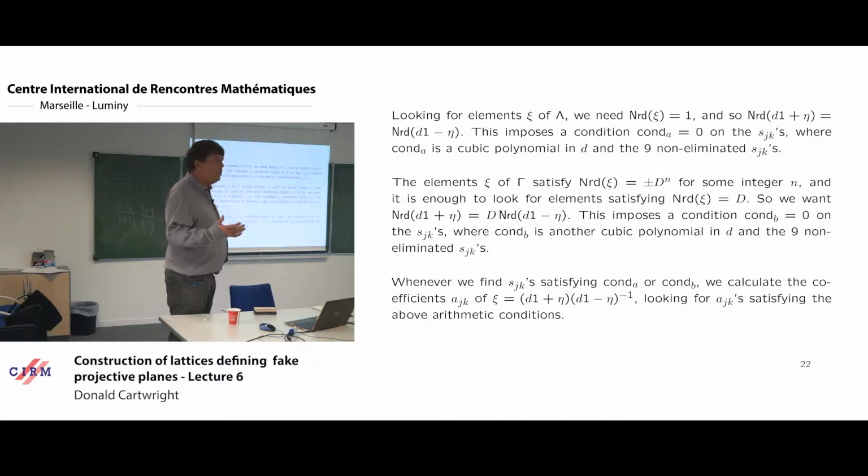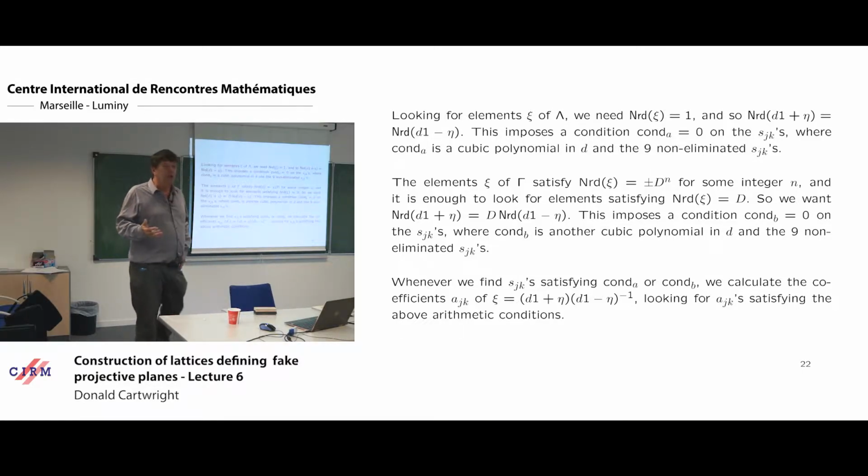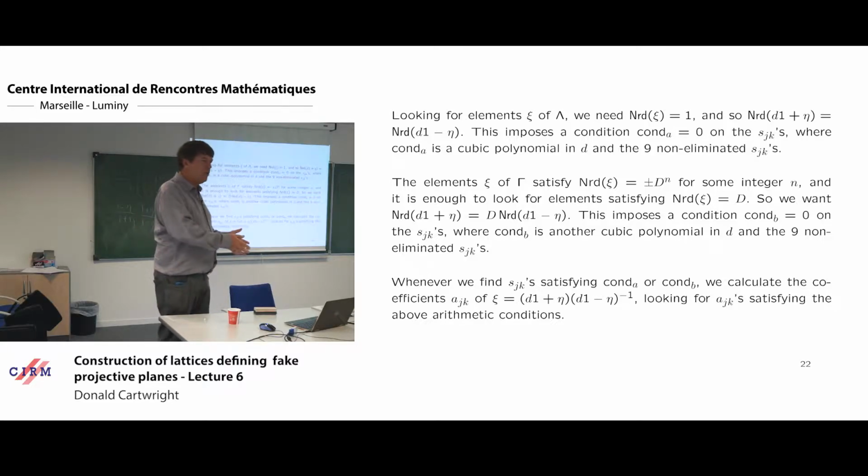So we then set a computer running through 9 variables Sjk and the variable d, and ask it to satisfy the cubic equation. So there are 2 programs to run, one with setting condition A to be 0 and the other setting condition B to be 0. And every time you get a solution, you plug the Sjk's into this and work out the AJKs and ask that they satisfy the arithmetic conditions. So, that there are no primes in the denominators other than 2 and 7, and that E times the thing has also got no 7s. Okay.